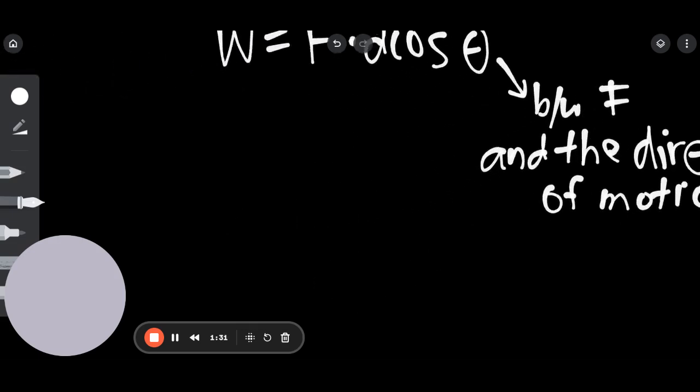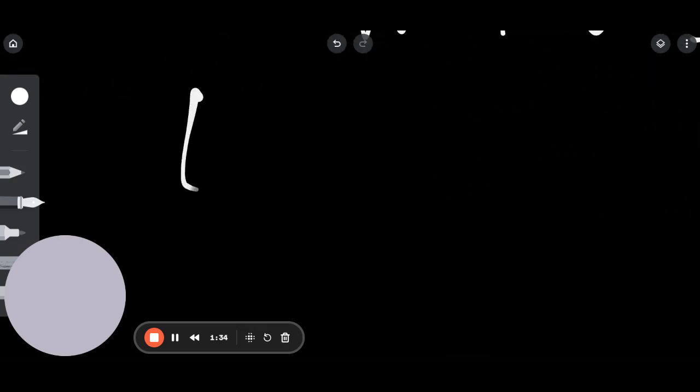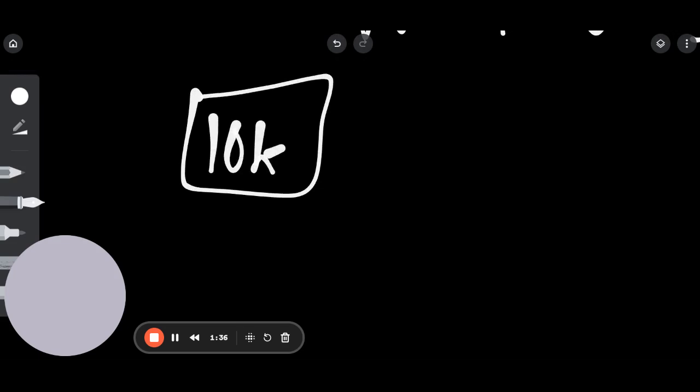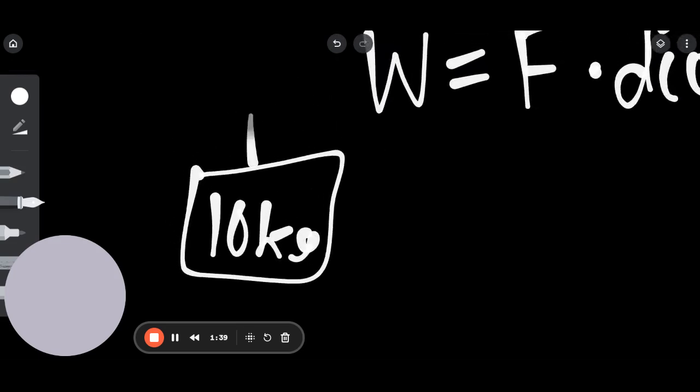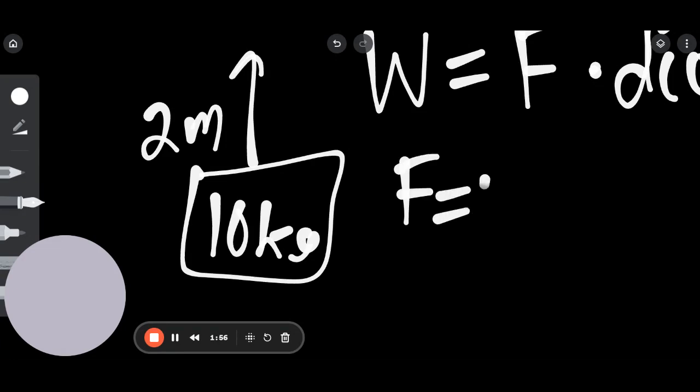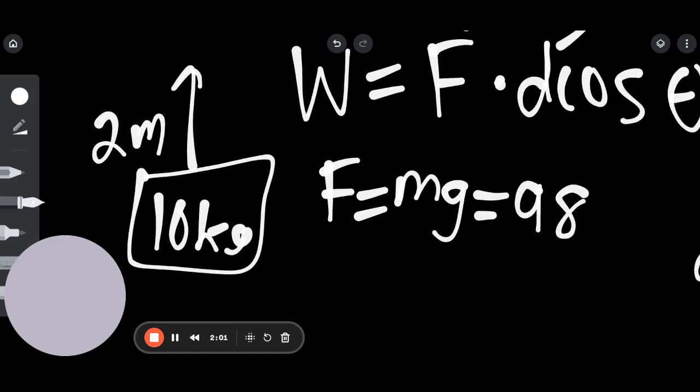Now let's do a quick example. Imagine there's a box right here. Let's say it's 10 kilograms, and you're lifting it 2 meters off the ground. What is the force that is needed to lift it that many meters? Well, to find the force, it is equal to mass times gravity, which is equal to 98 newtons. Because we're assuming that we're lifting it at a constant speed, the force of gravity is the only force that's acting on it. So the force is 98 newtons.